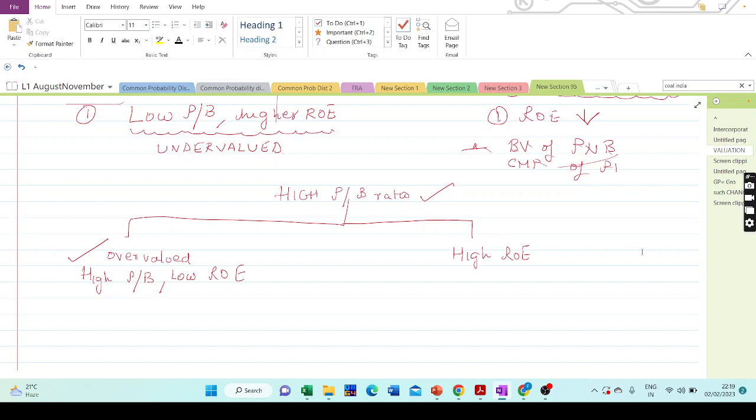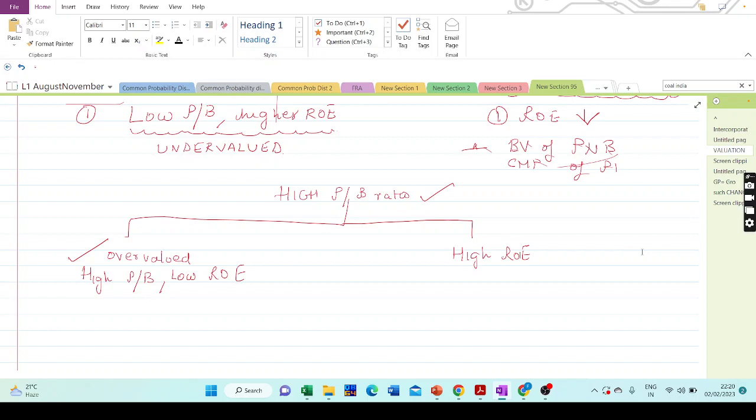Second, please note that there is no single good price to book value ratio, because just like the PE ratio, price to book value ratio is a comparison tool. It is a relative valuation tool and not a benchmark figure. There is no single good price to book value ratio because it's a relative valuation tool, a comparison tool, and not a benchmark figure.